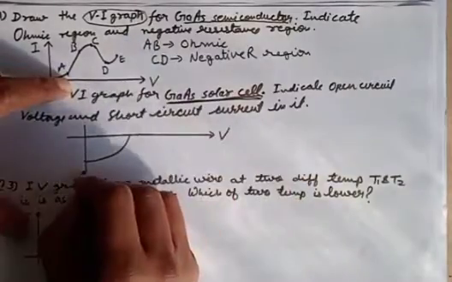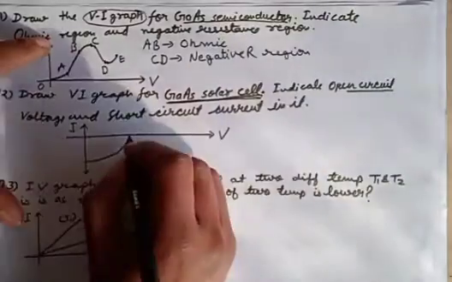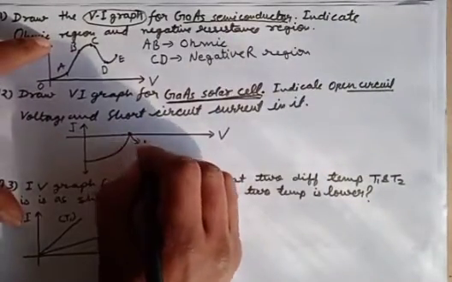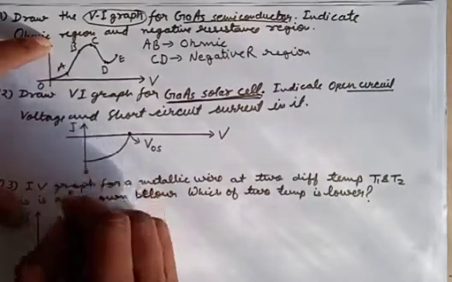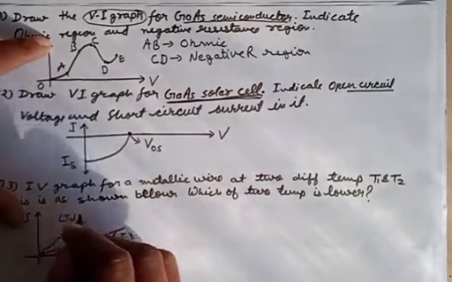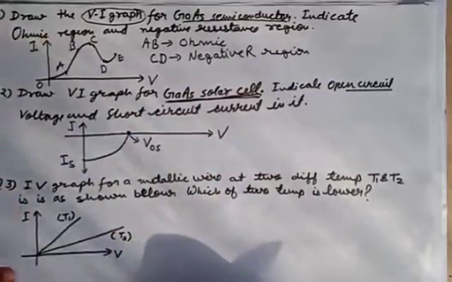So here V, here I, so it goes on the negative side. Indicate open circuit voltage. So this is open circuit voltage, V open circuit. And this is short circuit current. You have to write it in full. I'm just giving symbols only.